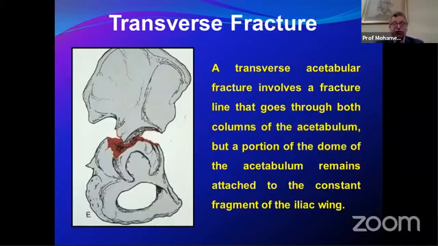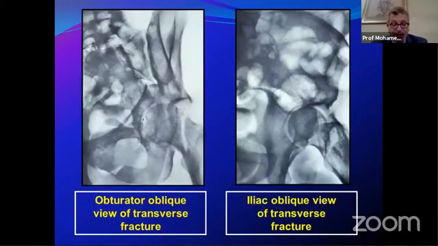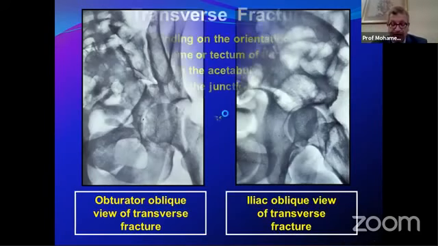The transverse fracture is a very important fracture. A transverse acetabular fracture involves a fracture line that goes through both columns of the acetabulum, but a portion of the dome of the acetabulum remains attached to the constant fragment of the iliac wing. This is the transverse fracture involving both columns, but still there is a portion attached to the iliac wing. This is the transverse fracture in the obturator and iliac oblique views.